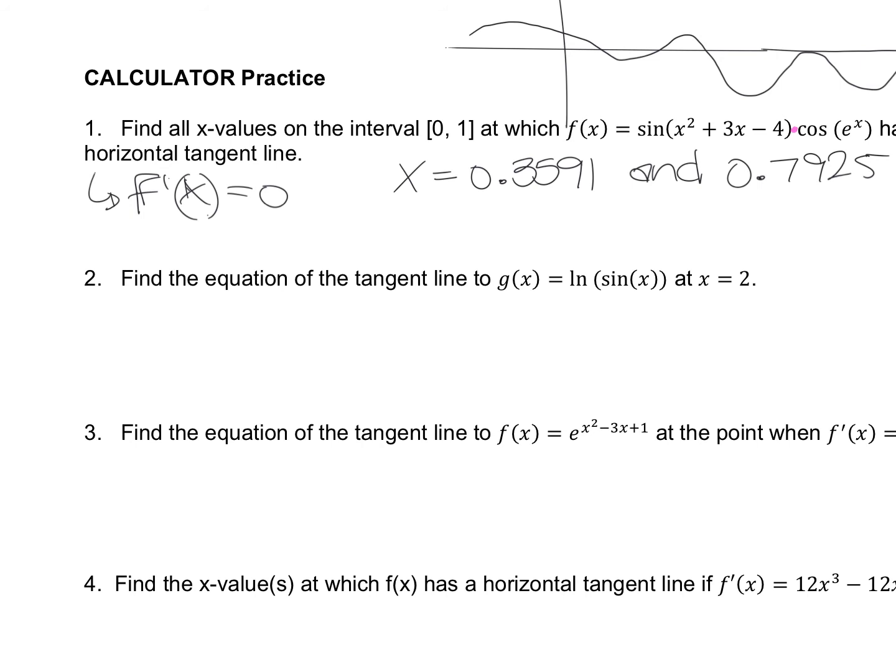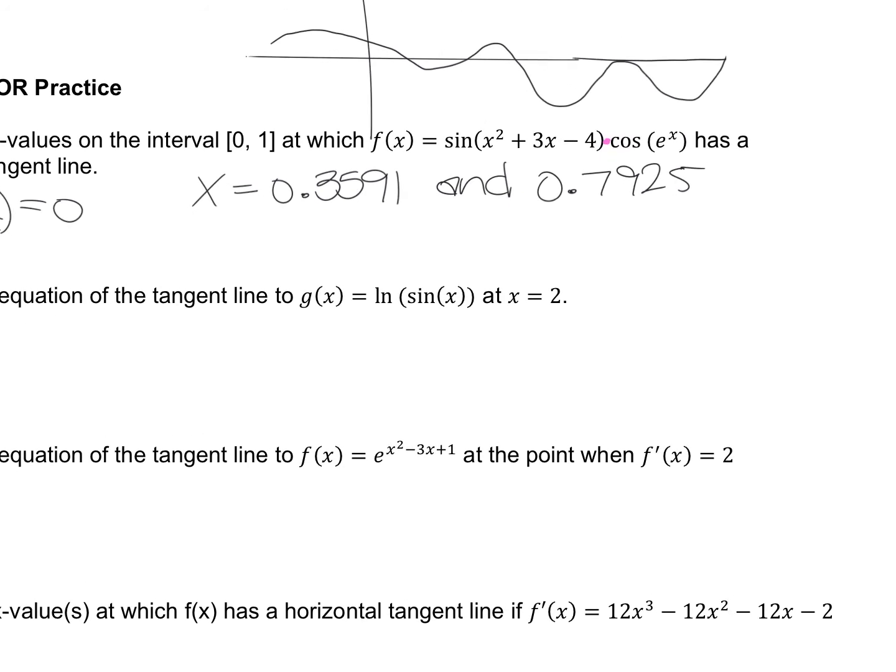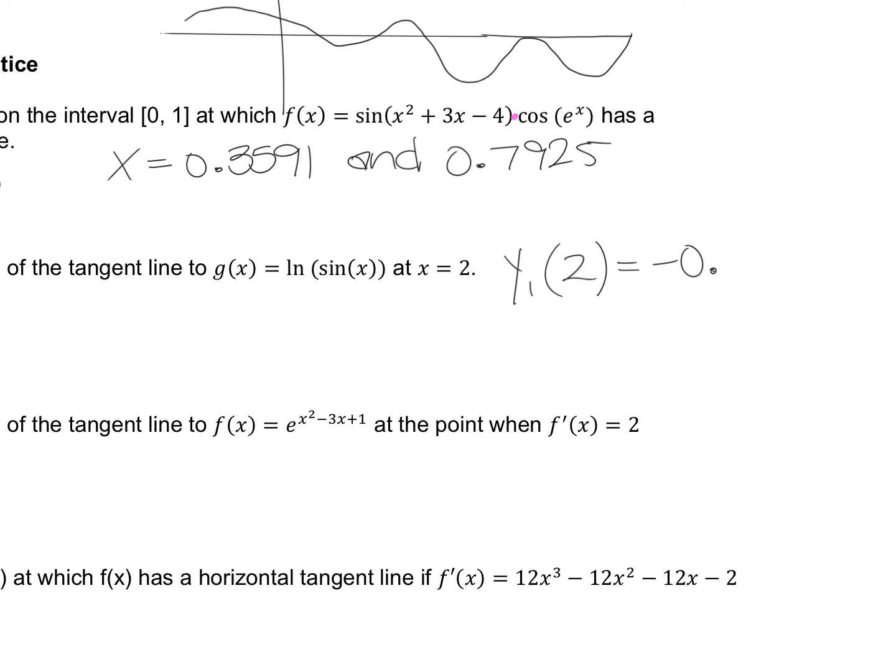So I did function notation here. I did y1 of 2, and I got out negative point, and we're going to go to 4 decimal places here: 0951. So after I have the y value, I'm going to go back to y1. Well, no, we don't have to type in y1.